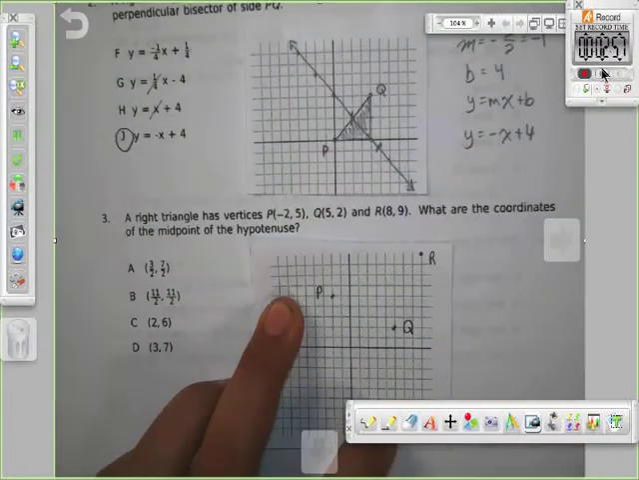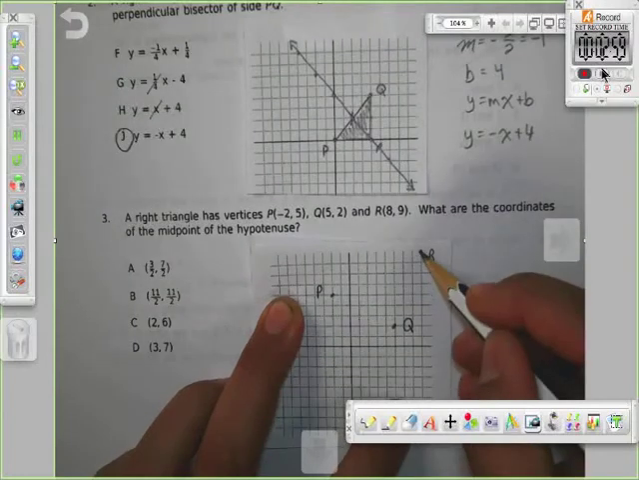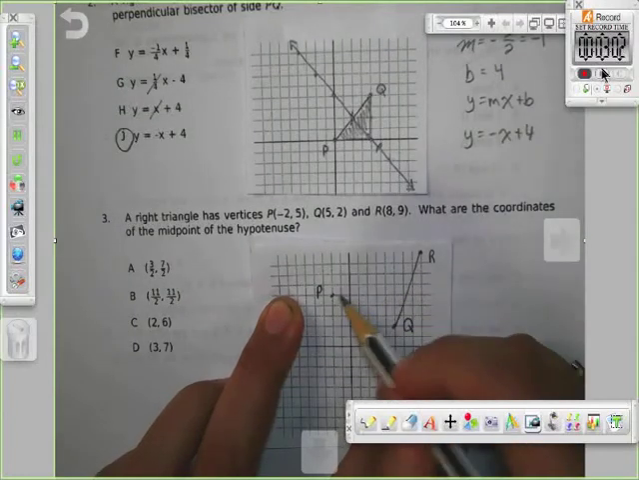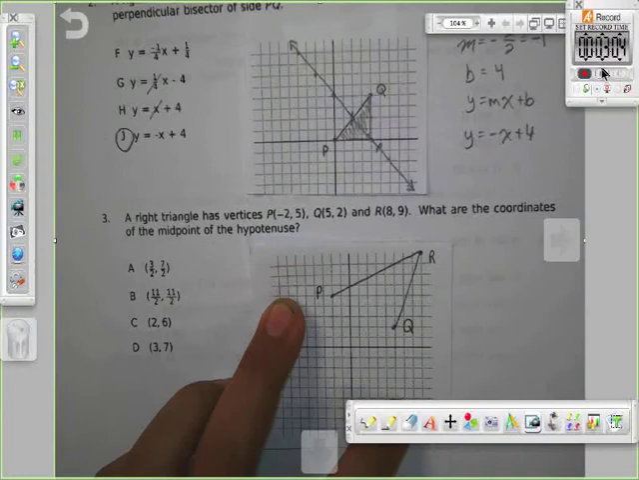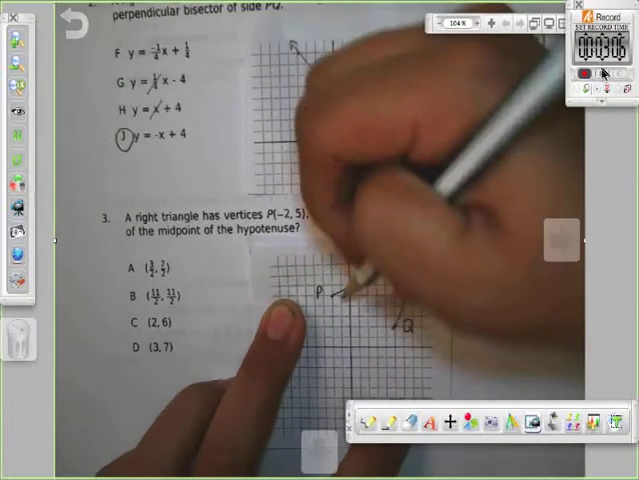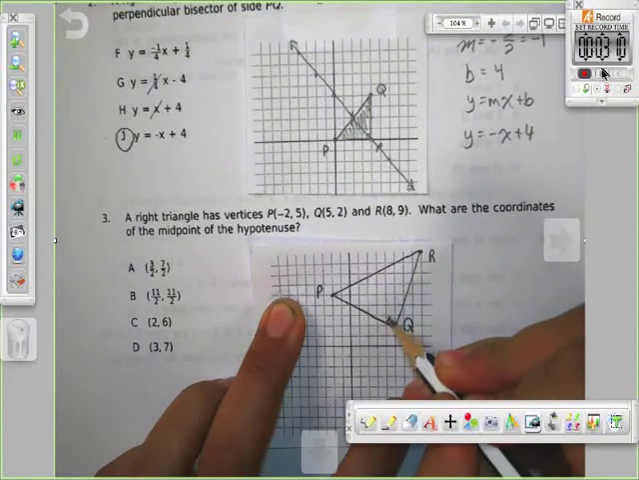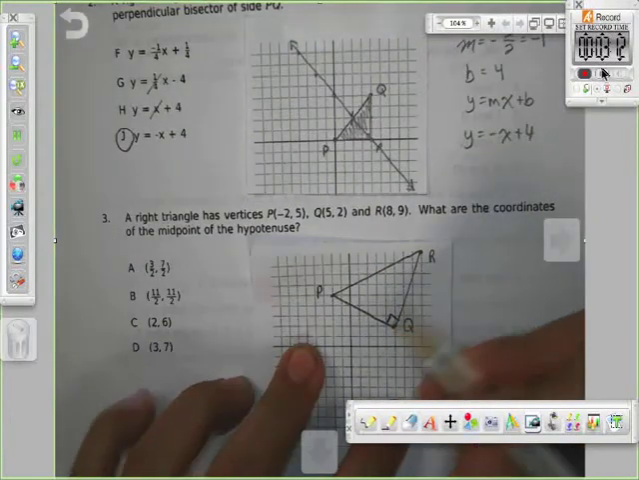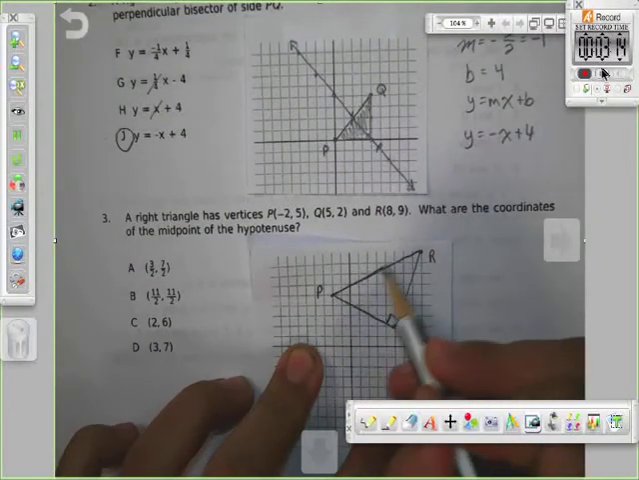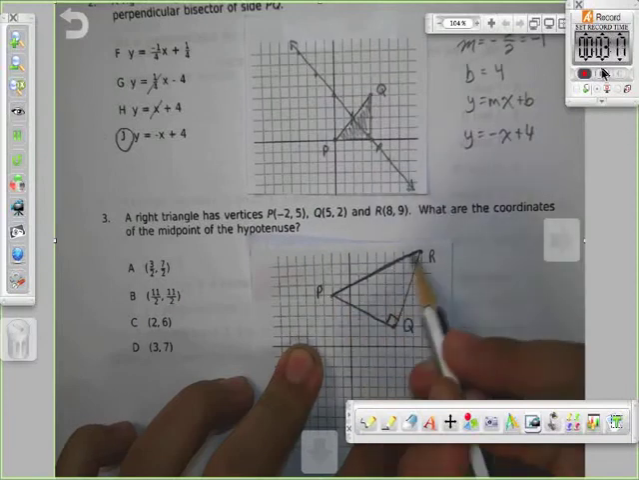The next one, number 3, it says a right triangle has vertices P, Q, and R. So we're going to go ahead and take a coordinate plane and plot those points. Okay, now that the points are plotted, I'm going to go ahead and connect the sides. And the reason why I wanted to plot it is to find out which one would be the 90-degree angle. Well, Q is going to be my 90-degree angle. So if Q is my 90-degree angle, that means PR is my hypotenuse.